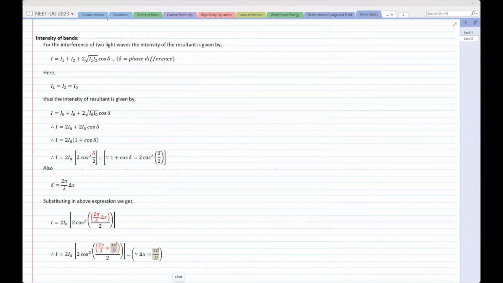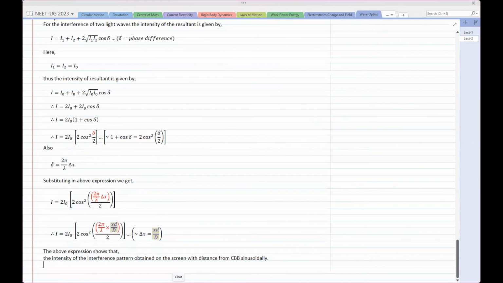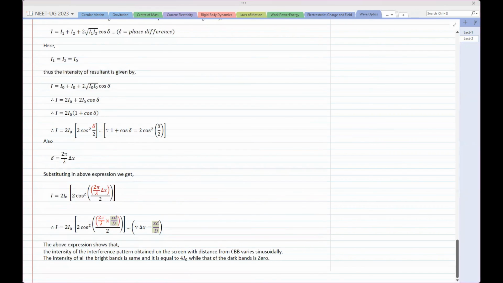Now what the above expression shows is that the intensity of the interference pattern obtained on screen, with distance from the central bright band, varies sinusoidally, as it is cos square. दूसरा, the intensity of all bright bands is the same and it is equal to 4 I naught, while the intensity of all dark bands is 0. So that is what we get from this expression.